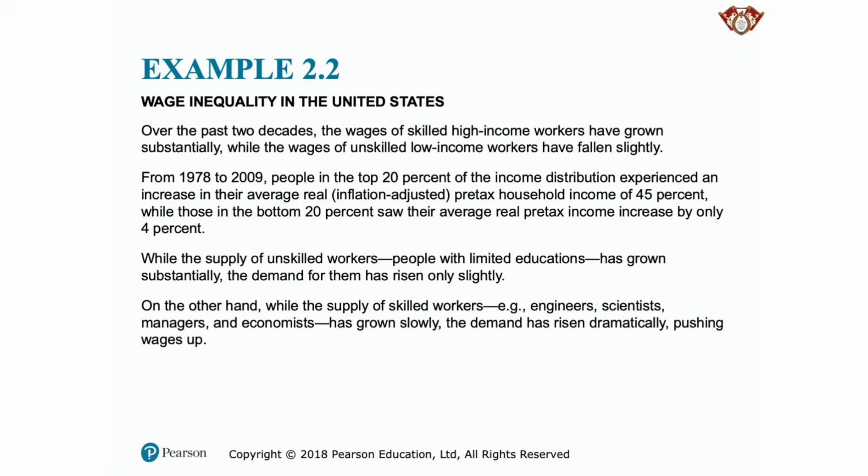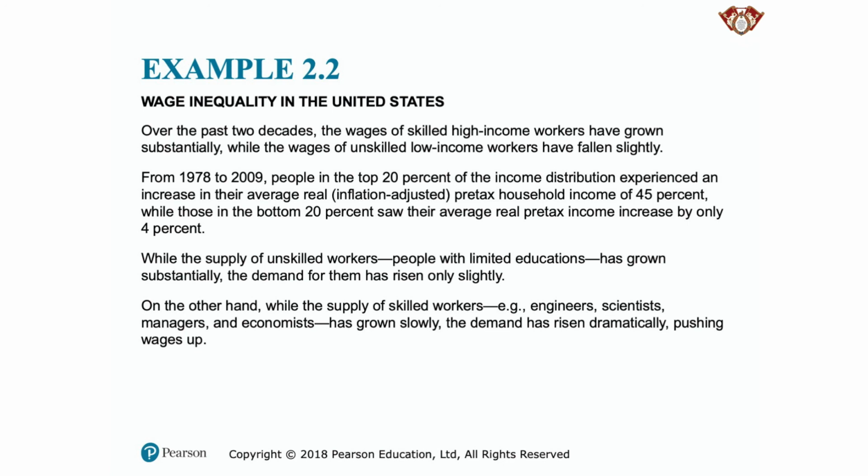That is a really important thing. And we know this is a background of the success of Trump, right? White unskilled workers' wages and income didn't increase greatly at all. From 1978 to 2009, people in the top 20% of the income distribution, so skilled high-income workers, experienced an increase in their average real pre-tax household income of 45%, while those in the bottom 20%, unskilled workers, saw their average real pre-tax income increase by only 4%.